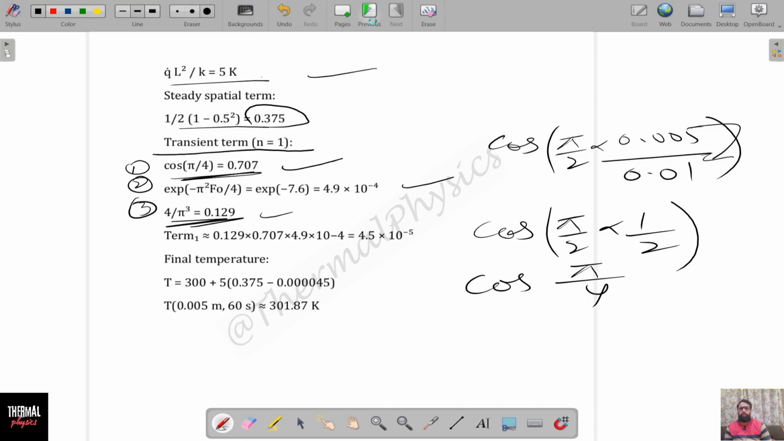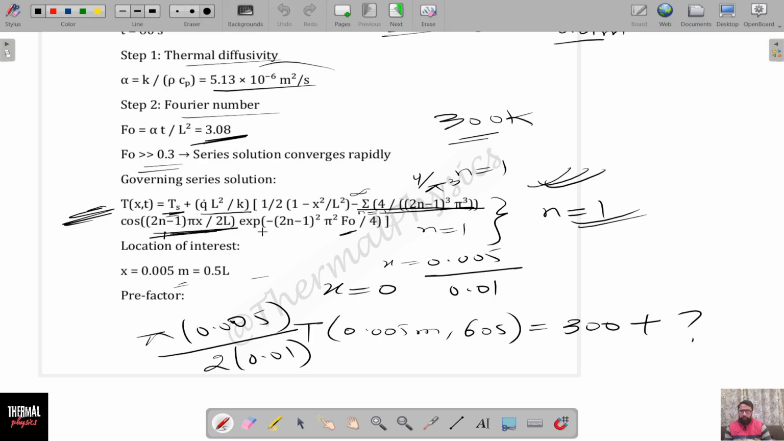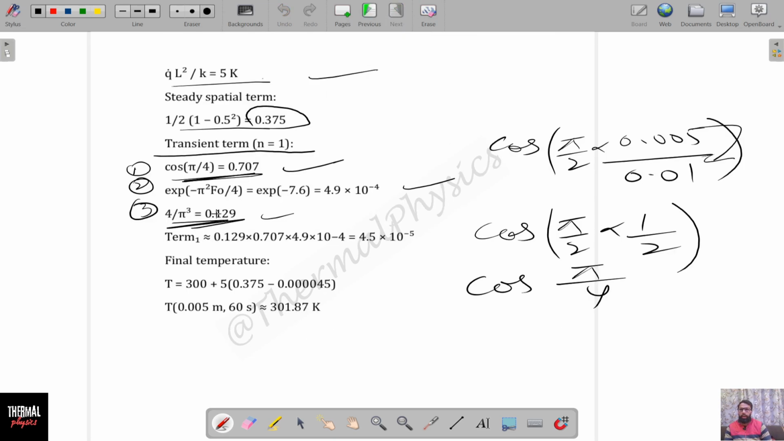Then we have this exponential term here. The exponent of this, 2 minus 1 is 1, and 1 squared is again 1. So we have pi squared Fourier number divided by 4. We have these three terms. So the first term: cos of pi by 4 is 0.707, the exponent of pi squared Fourier number we found divided by 4 will be this, then 4 divided by pi cube will be this.